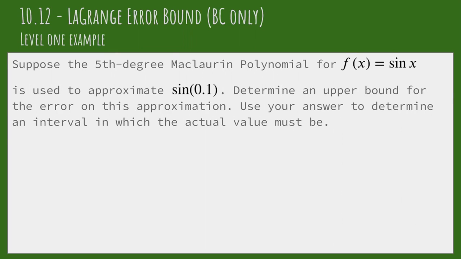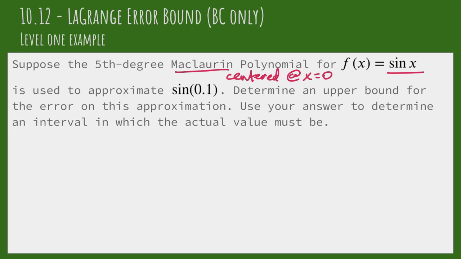Hello, Mr. Betts here. I want to take a look at a Lagrange error-bound example. But first, let's do a quick refresher of Maclaurin polynomials because we're going to need to look at the Maclaurin polynomial for sine of x here. So remember, a Maclaurin polynomial is going to be a polynomial that we use to approximate the sine function. And Maclaurin specifically means that we're centered at x equals 0.